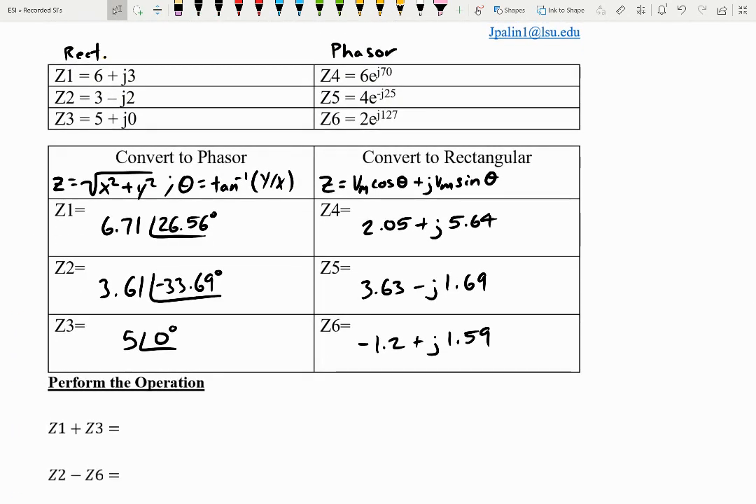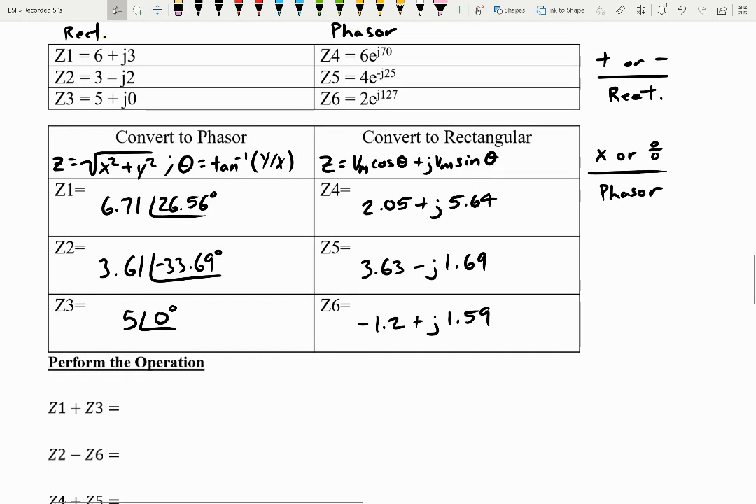So from our concepts, we know that if we're doing addition or subtraction, we want to use rectangular. That's easy to work with. If we're doing multiplication or division, we want to use the phasor notation. That's easier to work with. And you can go back and watch the concept videos if you need to get some clarification on this.